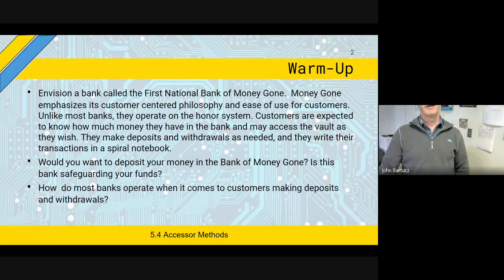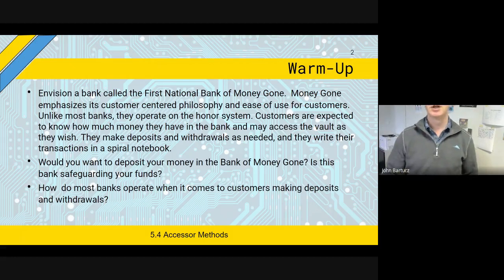So in this bank, you can just access the vault however you want. Anybody can access the vault, right? You can just set your balance in the bank to whatever you want. You can set it to $1 million. You can set it to $0. You can set it to whatever you want because they just let you do that willy-nilly. Anybody can do that. Anybody can set anybody else's amount as well because they use the honor system.